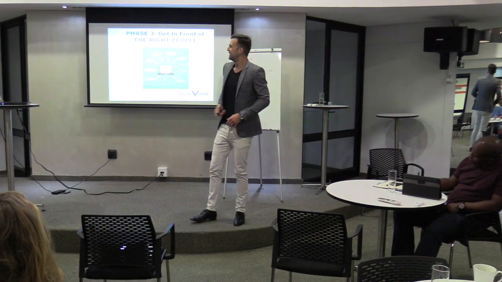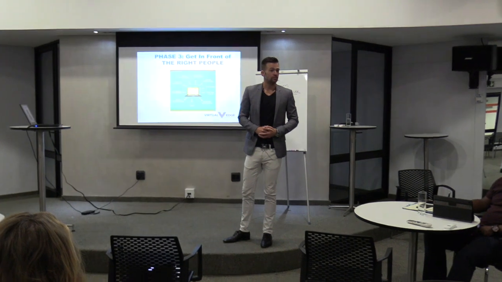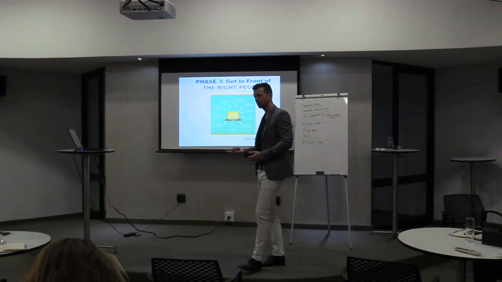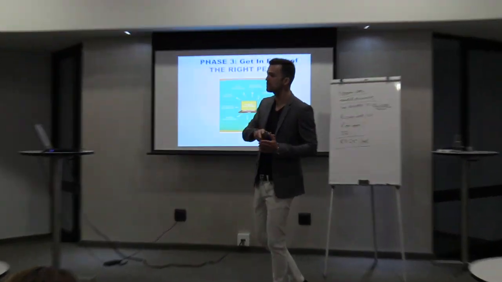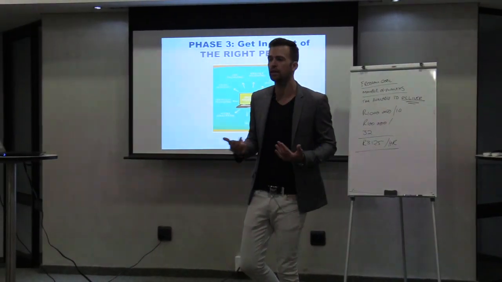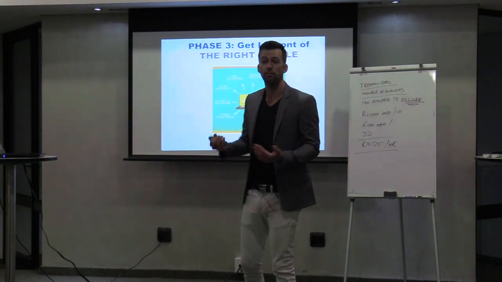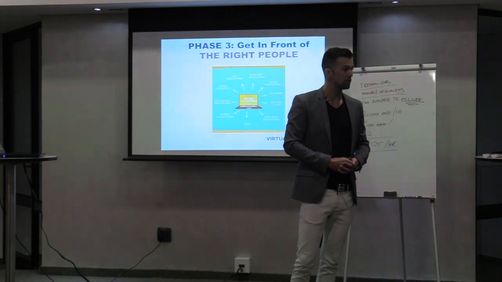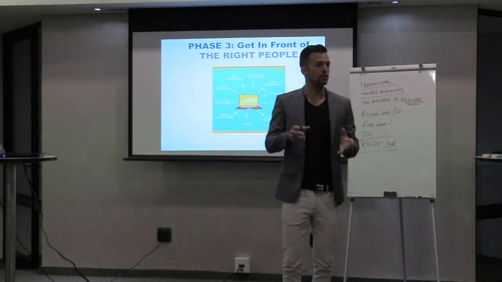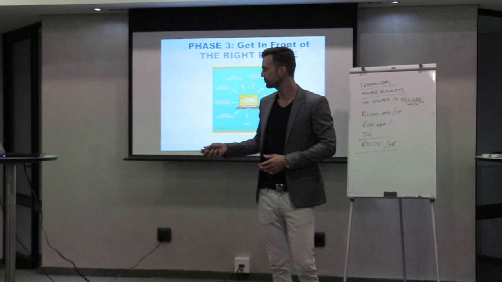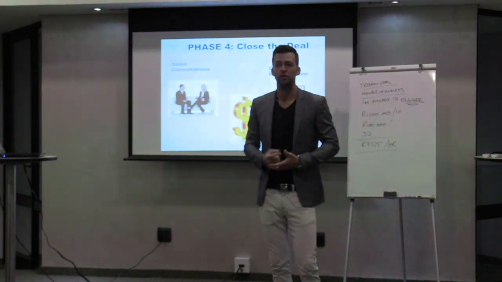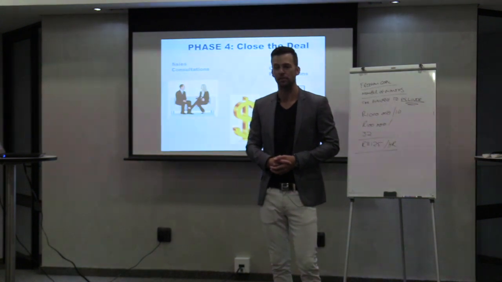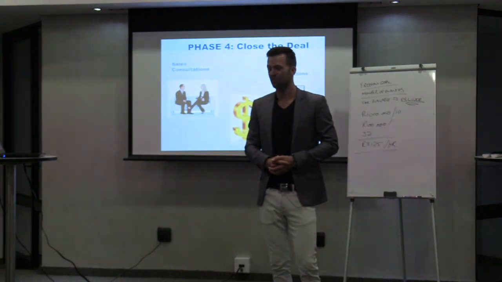Phase 3, get in front of the right people. So now you identify who your target market is. Now you need to get it in front of them. And for different businesses, it's different. Some of you, your ideal target market lives on LinkedIn. Some of you, it's on Facebook. Some of you, it's on Instagram. Some of you, it's writing blogs. Some of you, it's directly on Google AdWords. Every single person has a different target market and they're in different places. And then the last phase is close the deal. Easy, yeah. Four steps. Four phases.